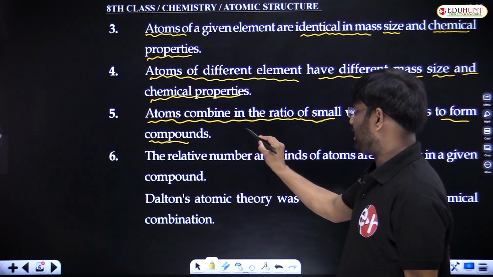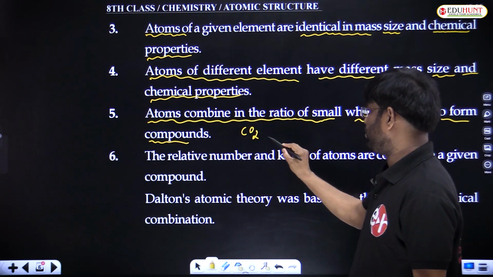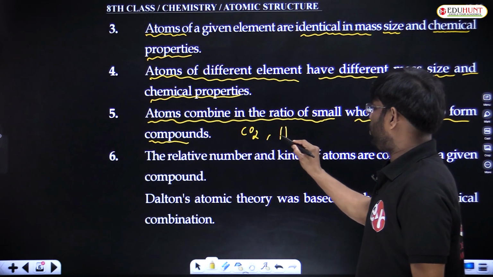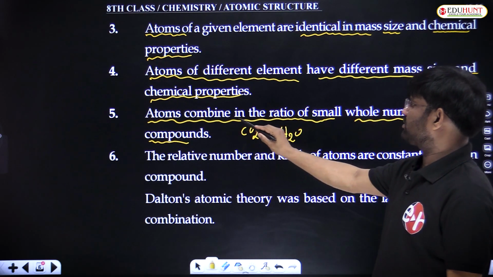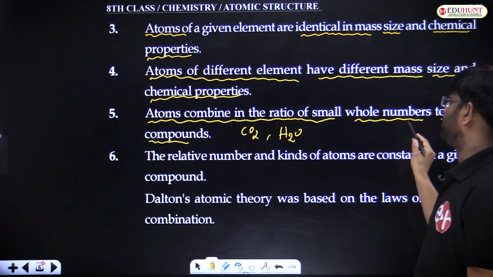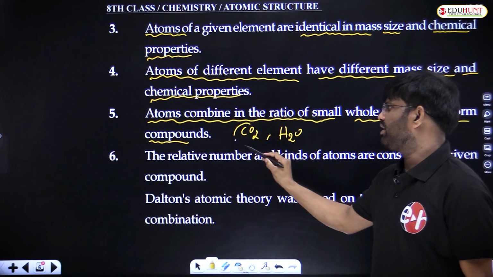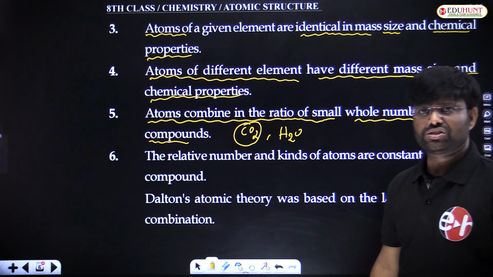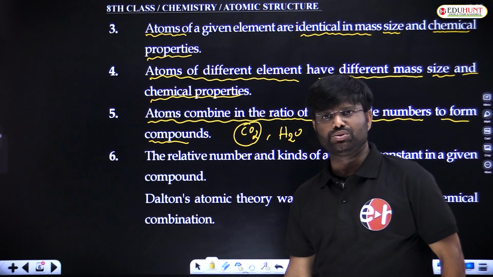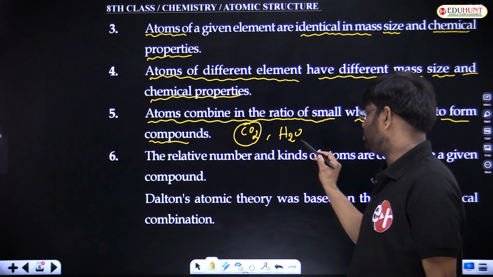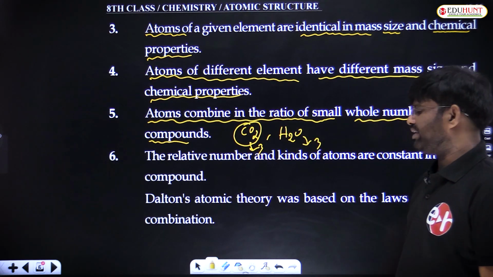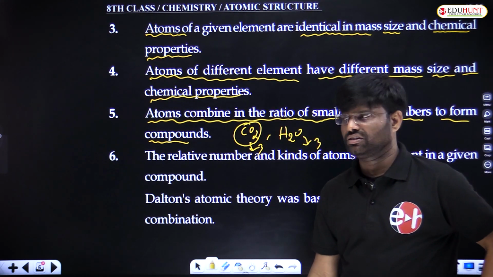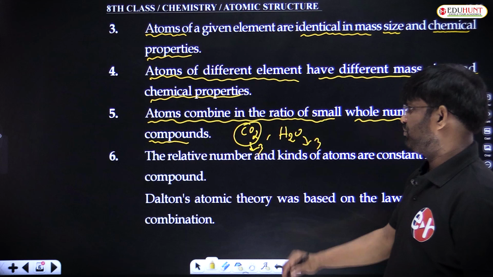Now the example: CO2, H2O. Here atoms combine in the ratio of small whole numbers. In CO2, how many atoms are there? 3 atoms: carbon 1 and oxygen 2. H2O also has 3 atoms combined: 2 hydrogens and 1 oxygen. So this is about the 5th point.